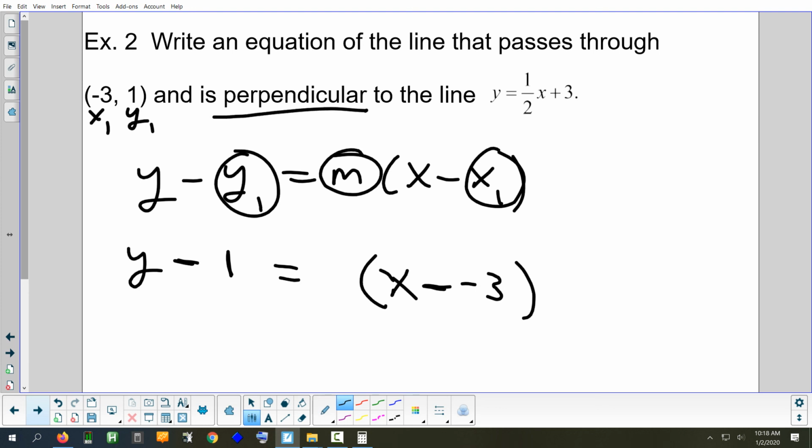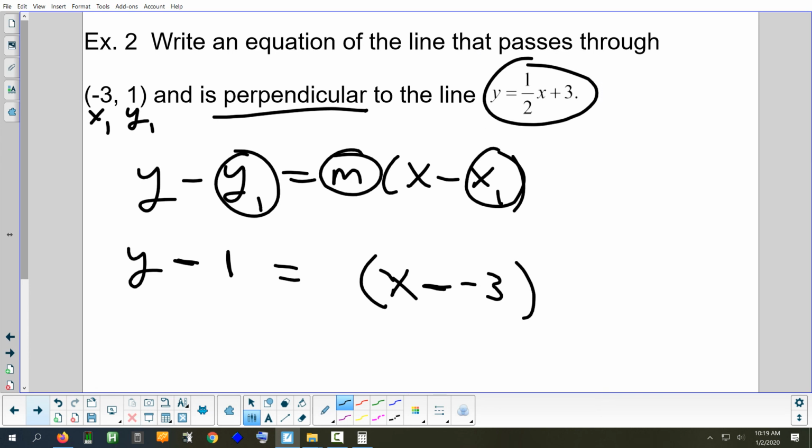Now, I want a line that is perpendicular to this one. What is that? Does that mean that I want their slopes to be the same? No. If I wanted them the same, I would just put 1/2 right here and be done. End of problem. But I don't want the slopes to be the same. Look at the slope of this line right here. It's 1/2. To be perpendicular, it has to be the opposite reciprocal.